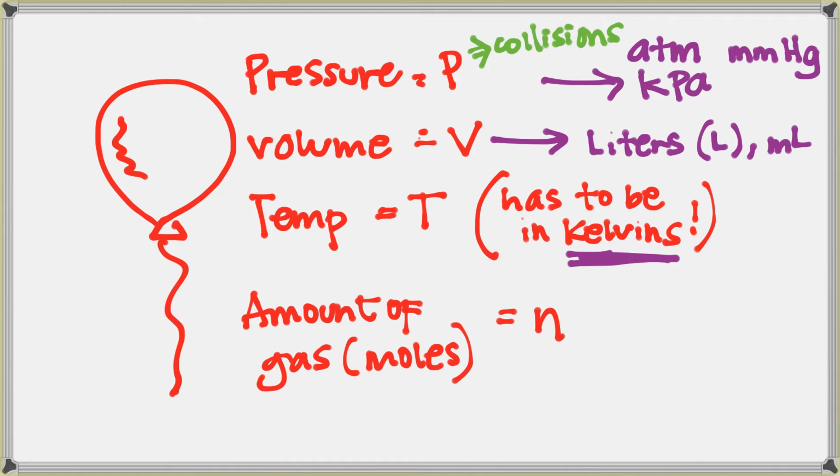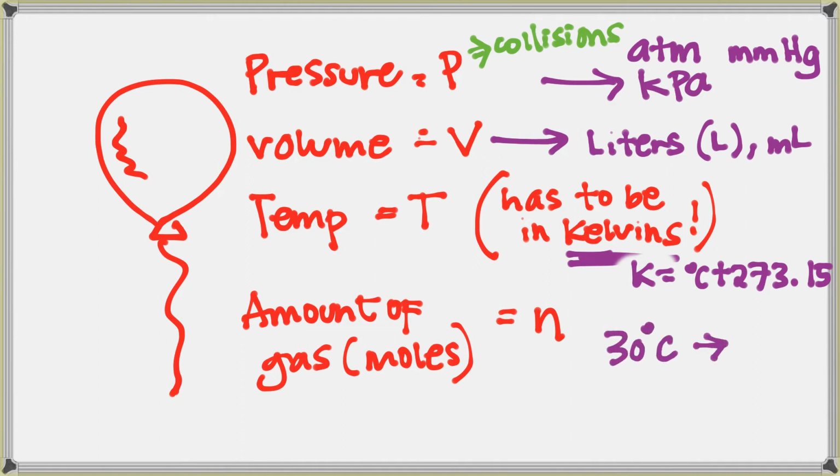It's easy. To turn Celsius into kelvins, you just add 273.15 to your Celsius. So for example, I have 30 degrees Celsius. What will this be in kelvins? You just add 273.15 to it, and this is going to be 303.15 K.